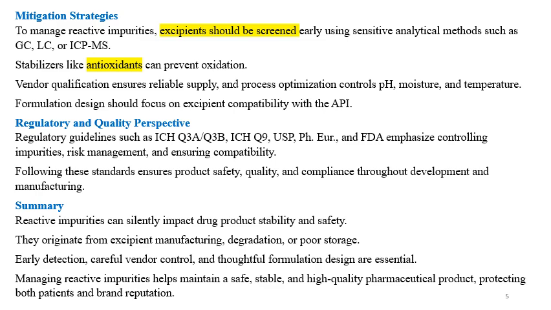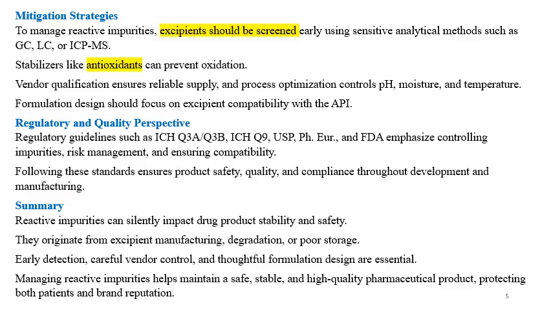Regulatory and quality perspective. Regulatory guidelines such as ICH Q3A, Q3B, ICH Q9, USP, and FDA emphasize controlling impurities, risk management, and ensuring the compatibility. Following these standards ensures product safety, quality, and compliance throughout development and the manufacturing.